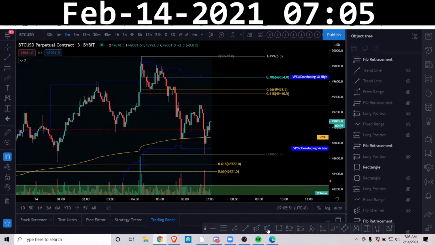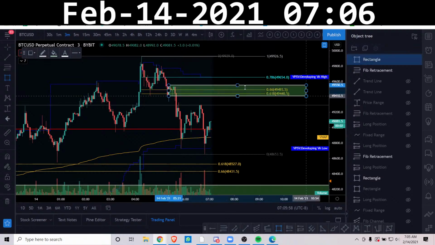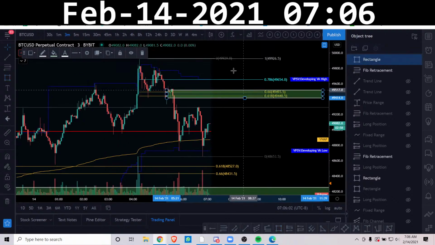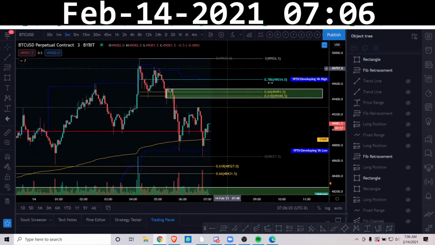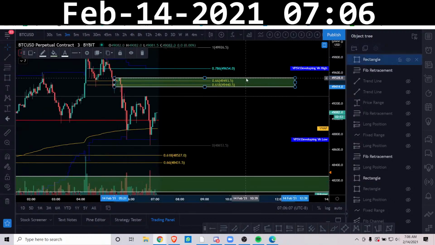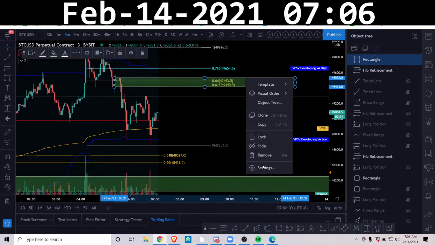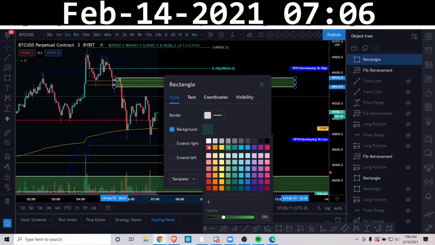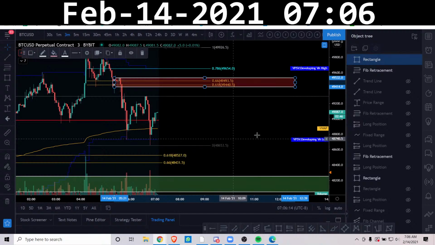I'm going to place a resistance box here. So this is going to be my resistance of the day. And then the clear support is down below at that green box. Going to be waiting for that.